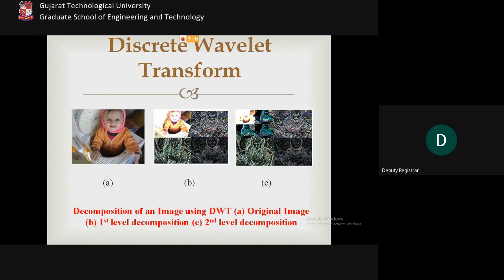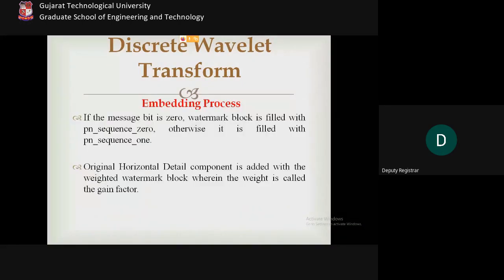So these are the results of one level and two level discrete wavelet transform. You can see that it looks like we are working in the spatial domain. But no, we are not working in the spatial domain, yet it looks like spatial domain, so it becomes easy for us to modify the things.